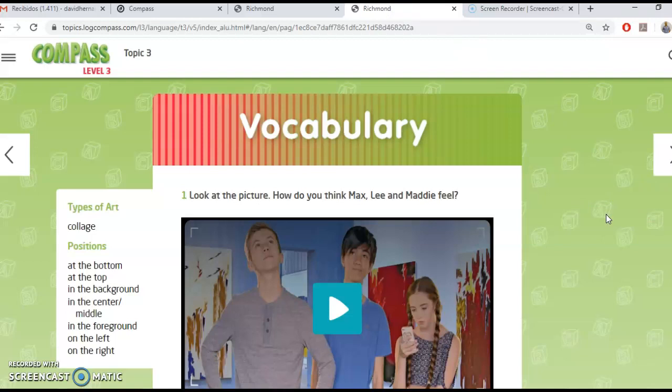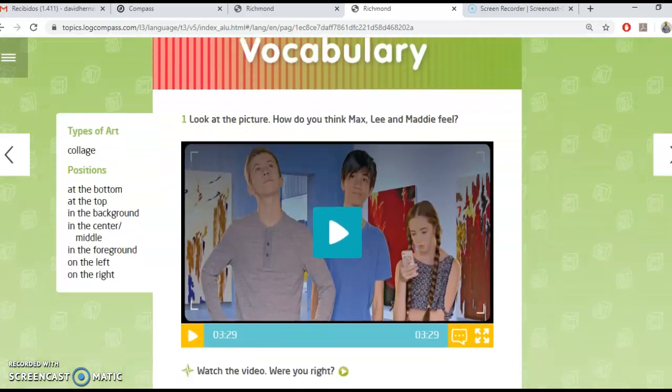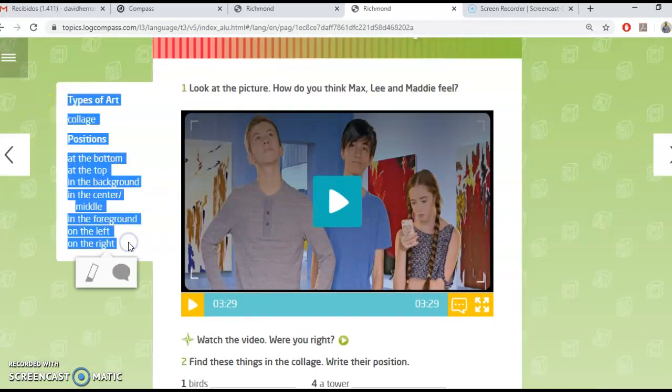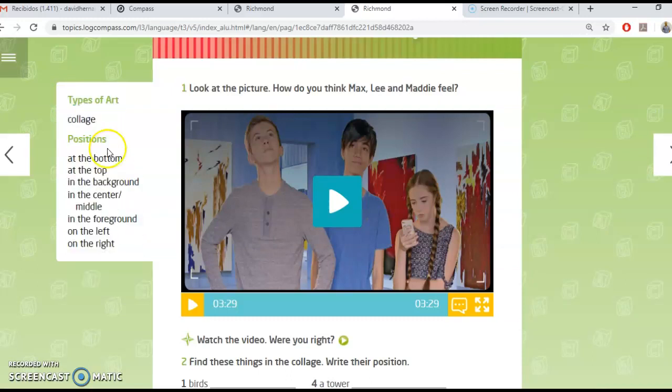window with a short video of 3 minutes 29 seconds about the starrings of the series of Follow the Compass, and they are exploring art. Then they are going to show us some types of art on the vocabulary. So what you gotta do is pay attention to these words. The meaning of these words are the ones that are most important for our lessons in this term.